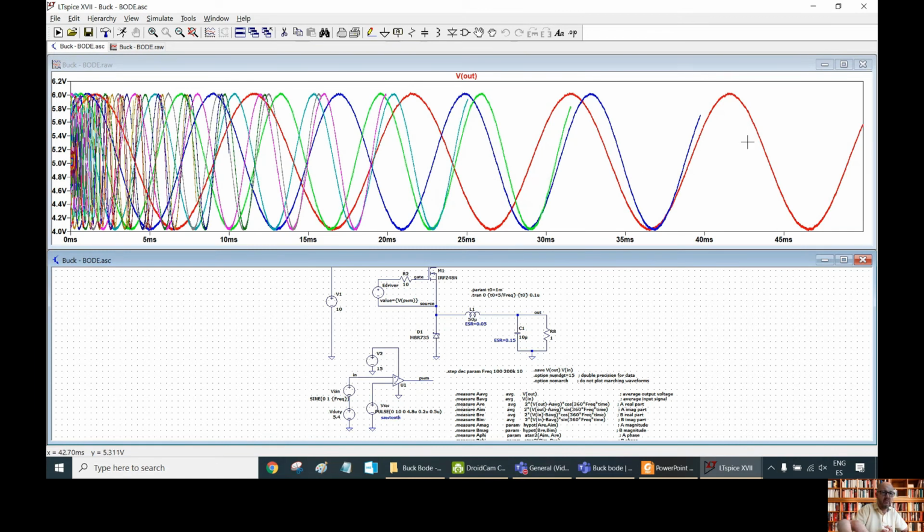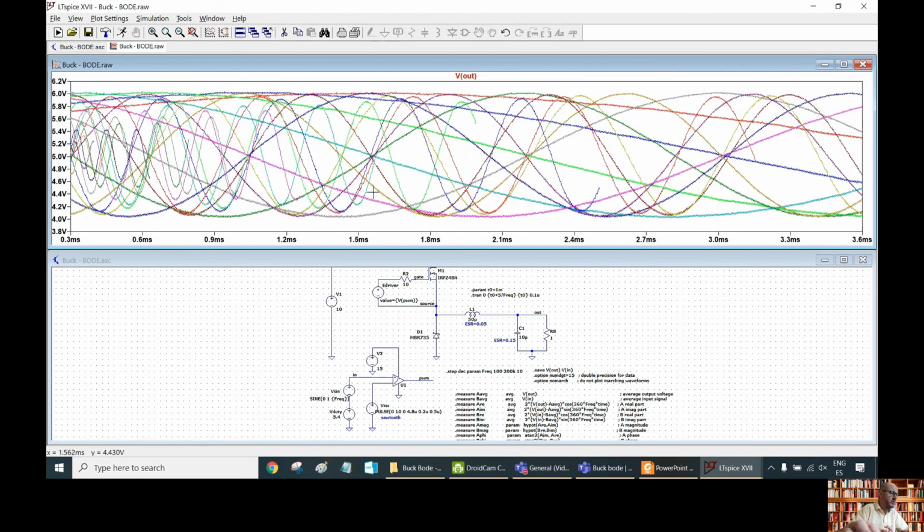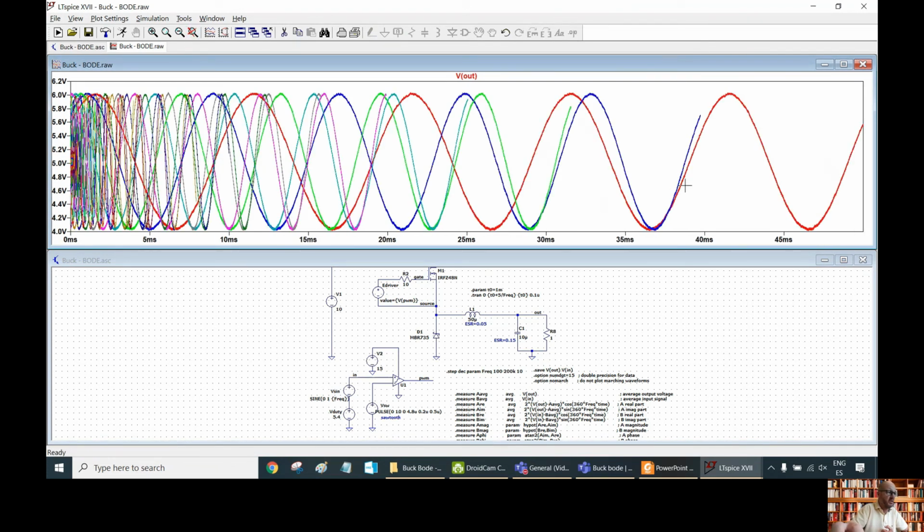Okay, so in red, for example, which is the longest one, is for 100 hertz. The next one is for the next modulating frequency, and so on. So we can see here the different waveforms. But this is not what we need to do to obtain our frequency response.